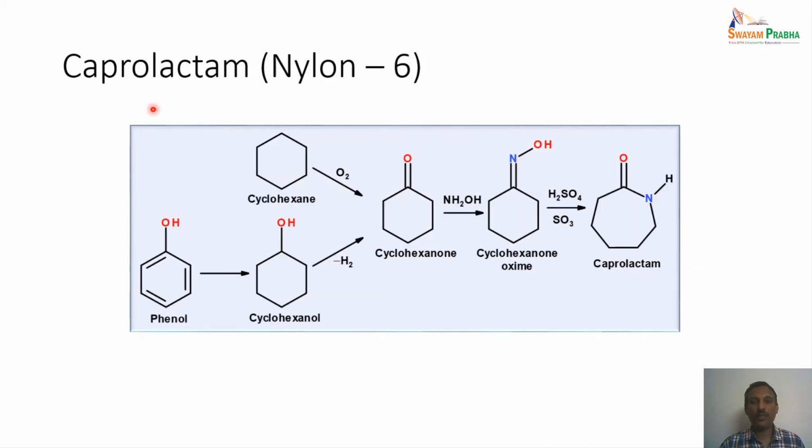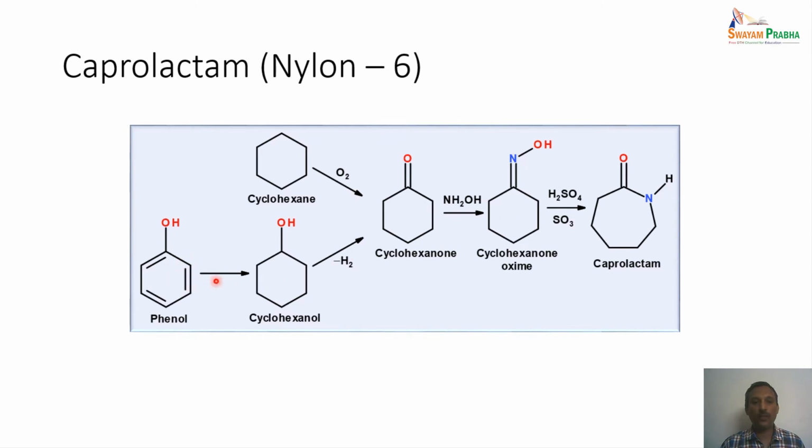Another important industrial process is the preparation of nylon 6. Nylon 6 is prepared from the caprolactam monomer. How caprolactam is synthesized is basically based, once again, on the oxime rearrangement, that is the Beckmann rearrangement. The starting material can be either phenol or cyclohexane. So there are two different industrial processes, both leading to the same intermediate, cyclohexanone, which is the starting material for this entire process.